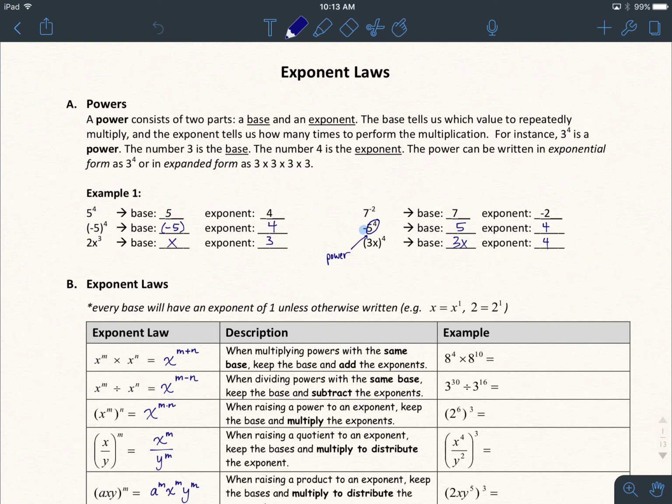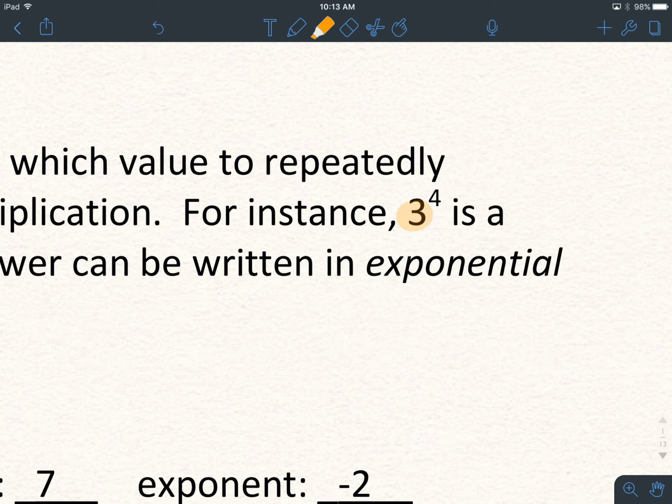Now if we look at the first paragraph, it talks about powers, and powers are an essential part of understanding exponent laws. If you look at the paragraph, it says a power consists of two parts, a base and an exponent. The base tells you which value to repeatedly multiply, and the exponent tells you how many times to perform the multiplication. So in this case here, what we have is 3 to the exponent 4, 3 of course being our base, and 4 of course being our exponent.